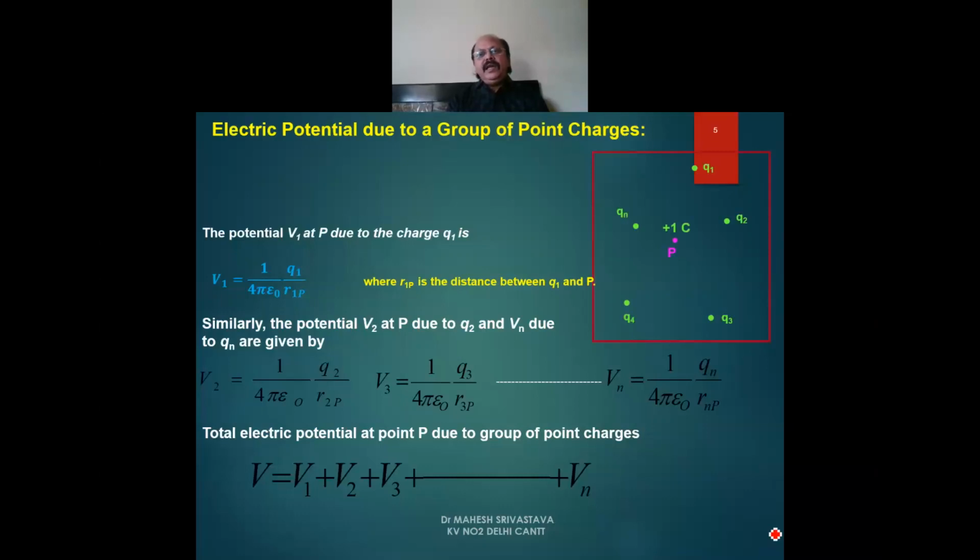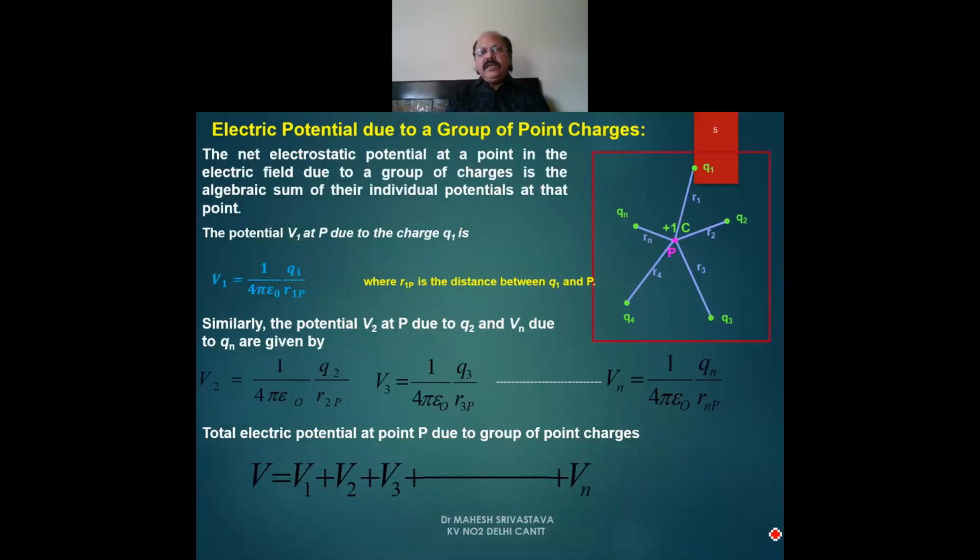Now we calculate electric potential at a point due to a group of point charges, as you have done earlier in case of force and electric field. But those are vector quantities and electric potential is a scalar quantity. Therefore, electric potential at a point due to a group of charges is equal to the algebraic sum of their individual potentials at that point. If P is a point and around it the charges are Q1, Q2, Q3, Q4 and so on Qn.